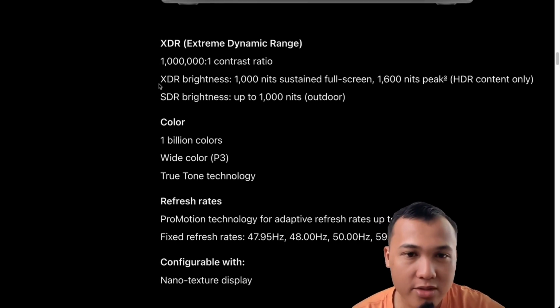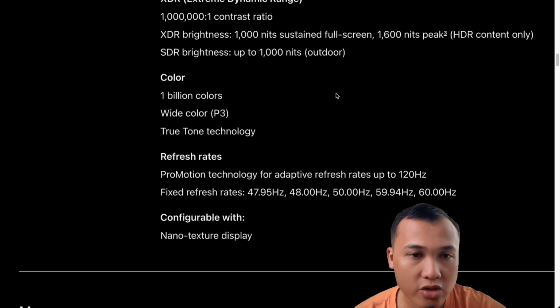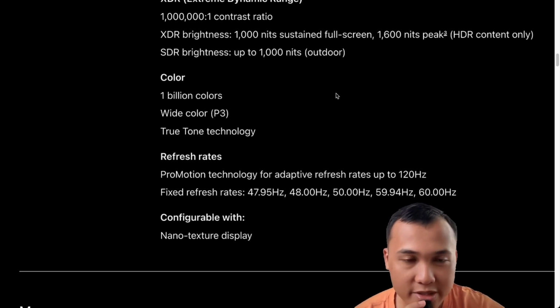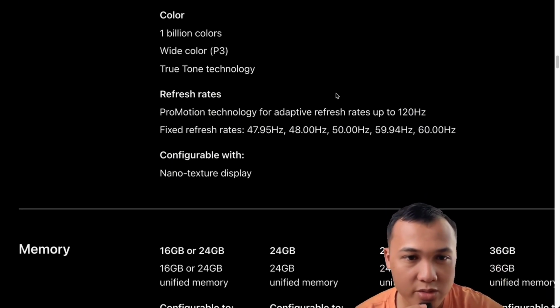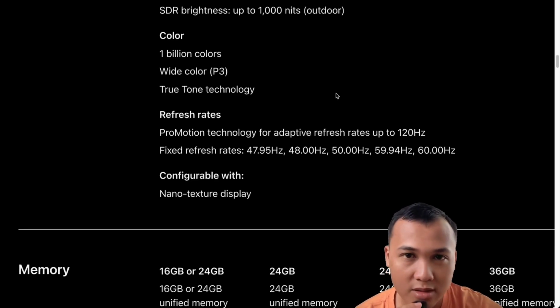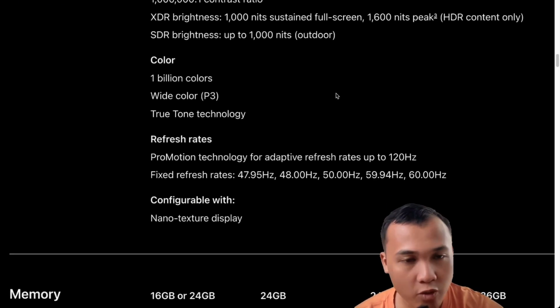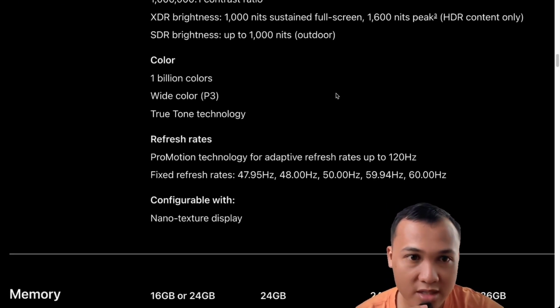But I think this is the only change that has happened for this model or the past few models like the M4 MacBook Pro that has 1000 nits brightness. So for the color, we have still 1 billion colors, P3, True Tone. True Tone kind of mimics the temperature of the environment that you're in. So the downside is that if you're working on a project that needs to be color accurate, it won't be accurate because it's changing the tint of the screen.